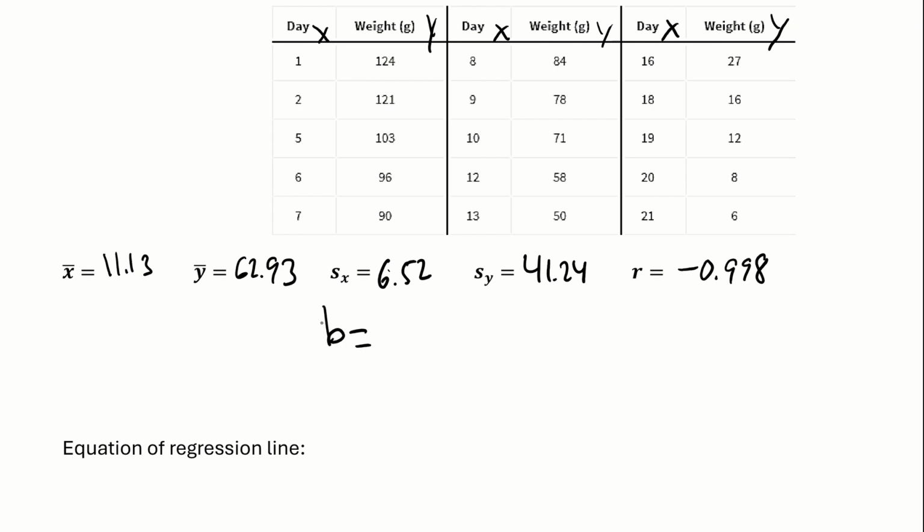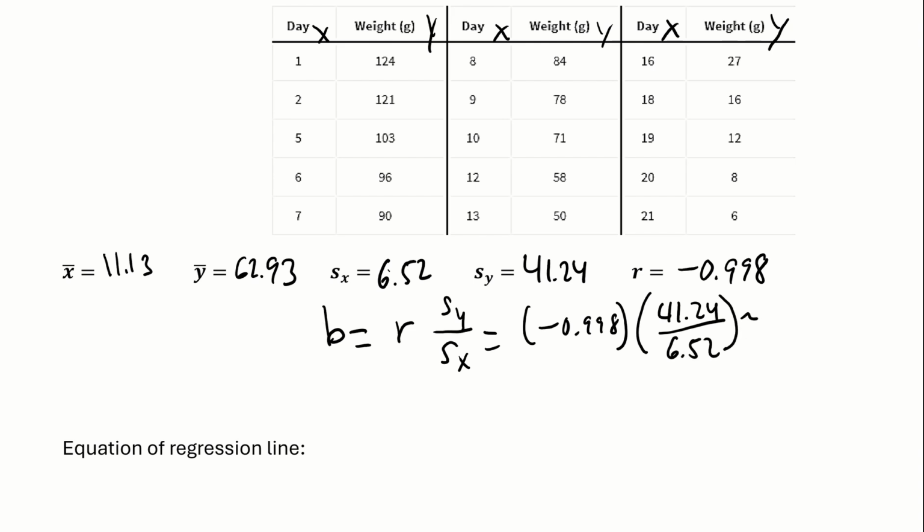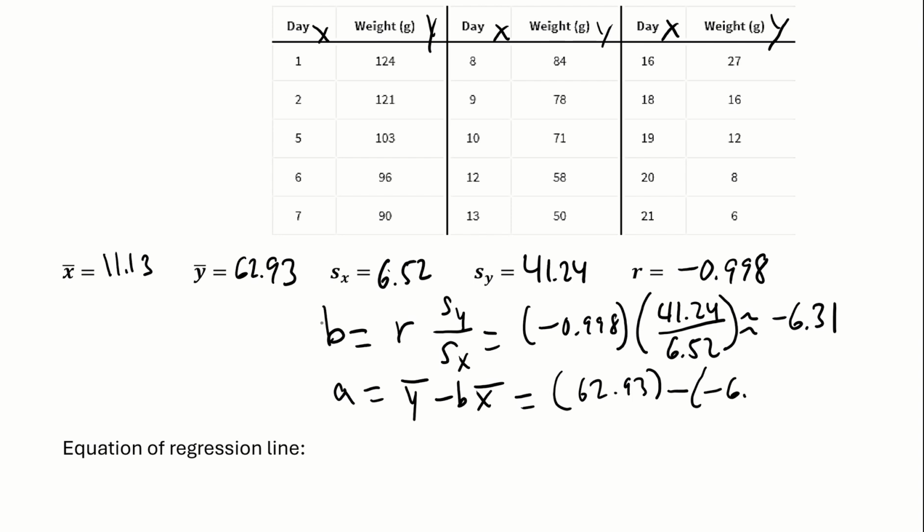And then once you get those on the calculator, use your formulas from your formula sheet for this. So plug in your r, plug in your sy, then plug in your sx. Do that in the calculator, you get negative 6.31. Your A formula, y bar minus b x bar. So you got your y bar, 62.93, minus negative 6.31 times 11.13. And you get your A is 133.16.